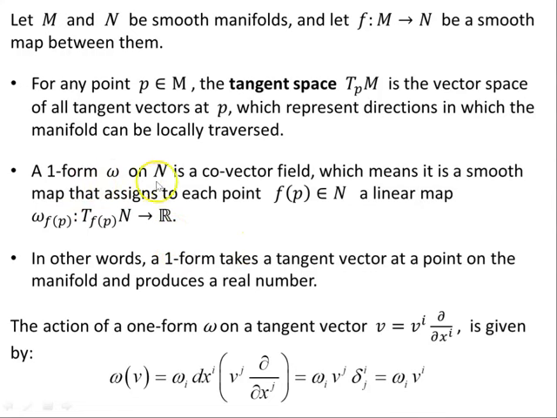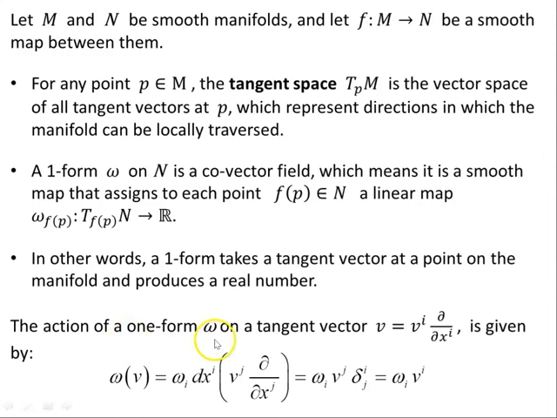A one-form omega on N is a covector field, which means it is a smooth map that assigns to each point F of P belonging to N a linear map omega at F of P, which is a map from the tangent space to N to the reals. So in other words, a one form takes a tangent vector, that's what this mapping is indicating, a tangent vector from the manifold N at the point F of P, and produces a real number, hence R.